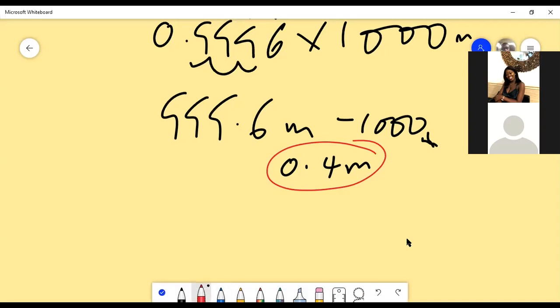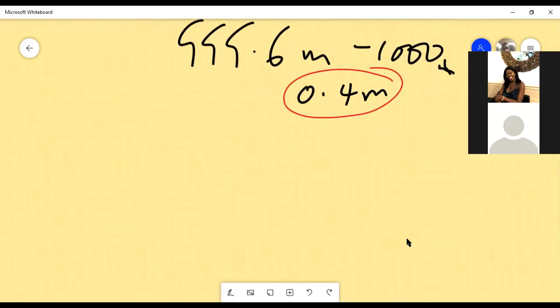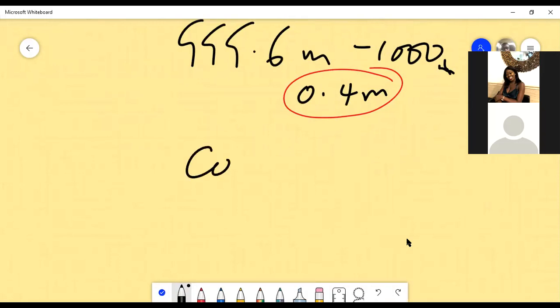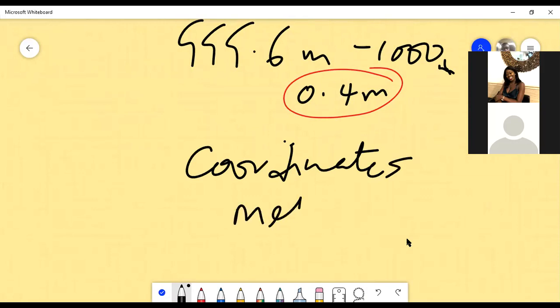Okay, so the UTM, these are some of the characteristics of the UTM. It's based on a cylinder. It makes use of a zonal system. Now let's talk about the coordinates. What sort of coordinates do you get when you use UTM? Your coordinates are in meters. Always. Take note of that.